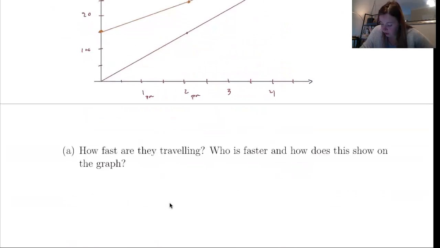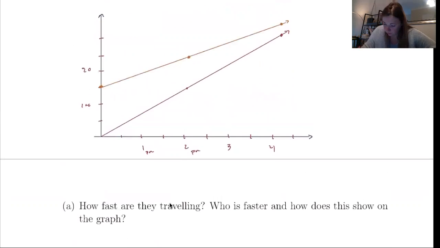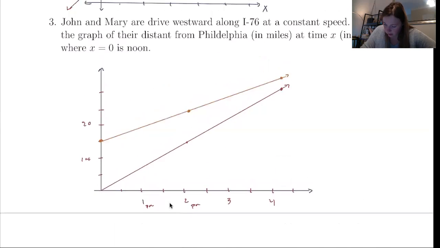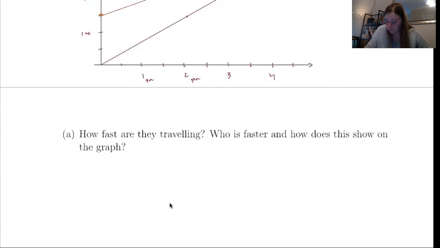So how fast are they traveling? Who is faster and how does this show on the graph? So, oh my God, I didn't say who is who. Who is the maroon one? That's Mary. And John is in orange. John, Jacob. Okay. So let's talk about Mary first, right?